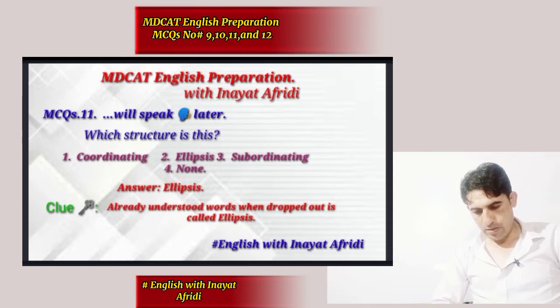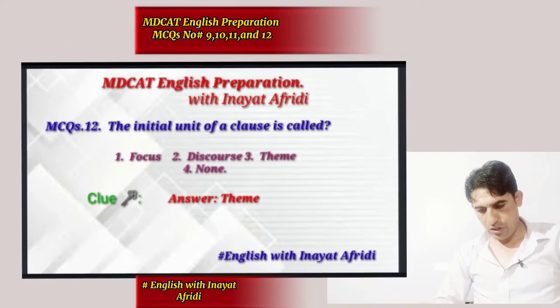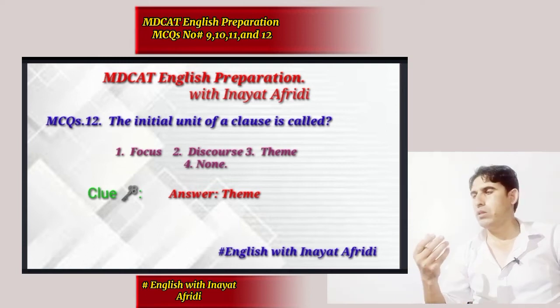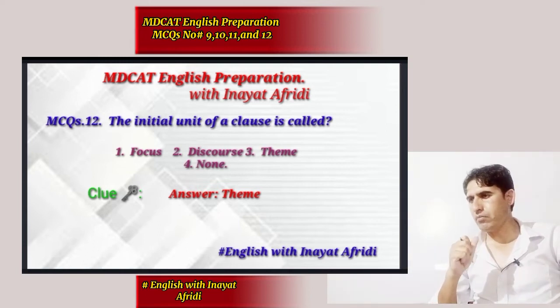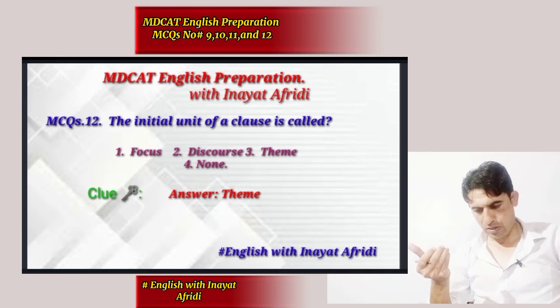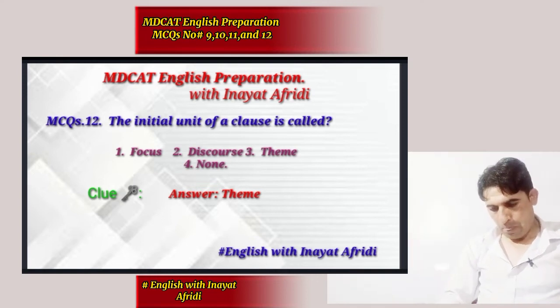Now moving towards MCQ number 12, which is the last one in this lecture. The initial unit of a clause is called. Before that we discussed that the unit of grammar is actually a clause, and this MCQ was given to clarify what the initial unit of a clause is and what it is called. Option number one, focus. Option number two, discourse. Option number three, theme. And option number four is none.